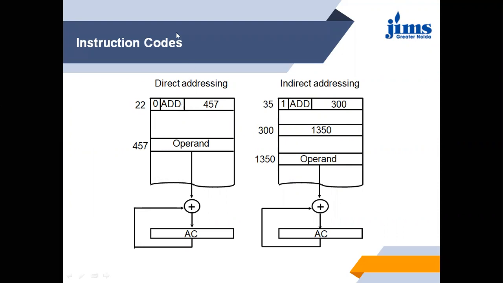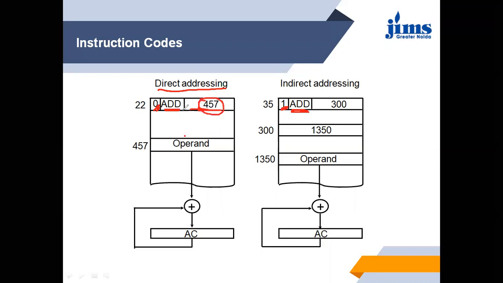In the direct addressing mode, this bit is 0. It represents that it is a direct addressing mode. When it is 1, it represents that it is an indirect addressing mode. This is the opcode, meaning we are performing an add operation. Now we have to access the value or operand that is at location number 457.